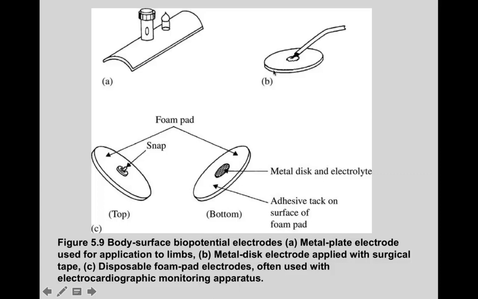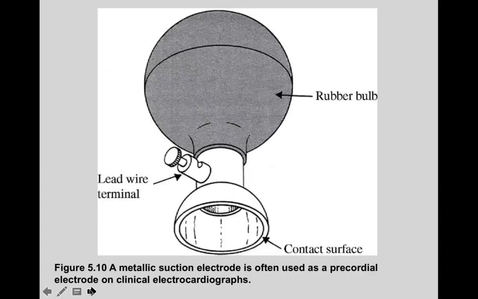B here is just a metal disc electrode that's applied with surgical tape. And A is a metal plate electrode that can be used to apply to your arms and legs. I've never seen this used. This electrode shows up everywhere in figures, but I've never actually seen this used. I've never even seen one for sale.